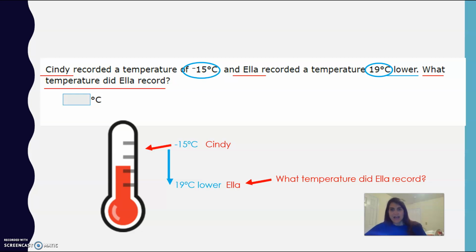Funny enough, a lot of these problems end up being subtraction. So we're going to take that -15 degrees Celsius from Cindy and we're going to subtract 19 degrees Celsius because Ella's temperature is lower, so we have to subtract. And when we subtract -15 minus 19, we're going to go even lower, even more into the negative, so a lower temperature, and it's going to be -34 degrees Celsius. That is the temperature that Ella recorded.